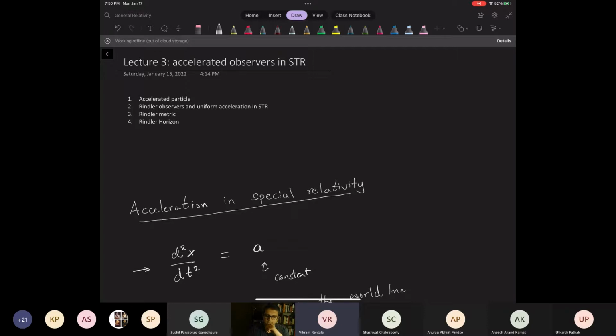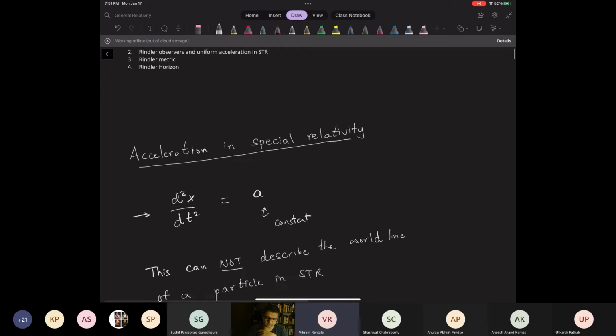So what we need to do is understand acceleration, or accelerated observers, in special relativity. As we'll see, although I told you that there's no constraint on the amount of acceleration that you can have, the kind of accelerating reference frames that you can have, and their physical interpretation, is quite different in special relativity. So we'll try to understand some of these differences today.